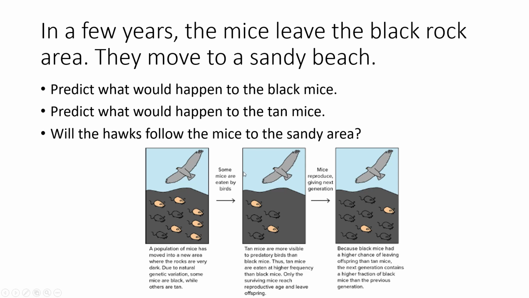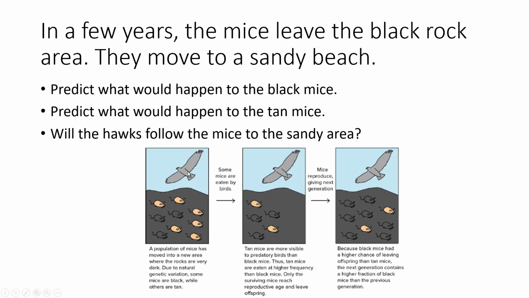So if they move to that, the beige mice, the tan mice, would blend in better. The black ones would stand out except in the shadows. And that would mean that the black ones would be more likely to be eaten when they are on a tan beach. Predict what would happen to the tan mice. They would become more prevalent in the population because they could hide in the sand better, and it would make it harder for the hawk to be able to see them.